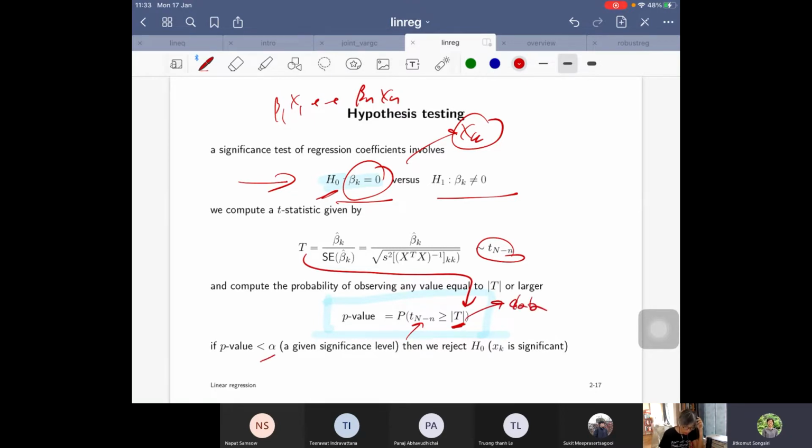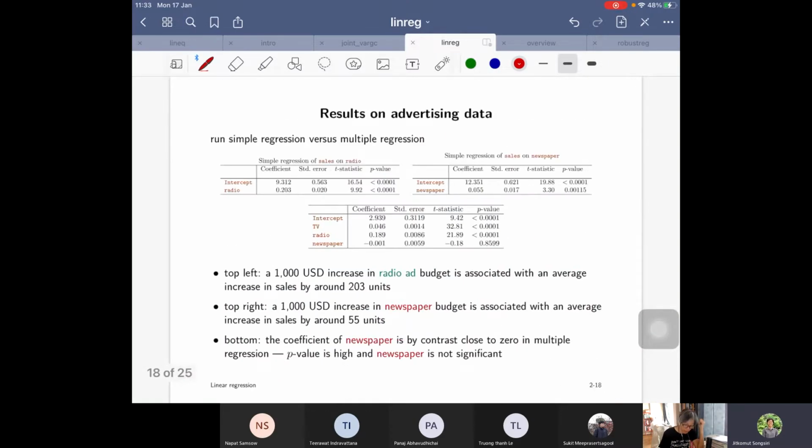If the p-value is smaller than a significance level, and this is up to you, the default one in scientific software is 0.05, then we reject the null hypothesis. If we reject it, that means the corresponding variable is significant. And that is basically how we can interpret the results returned by the software.